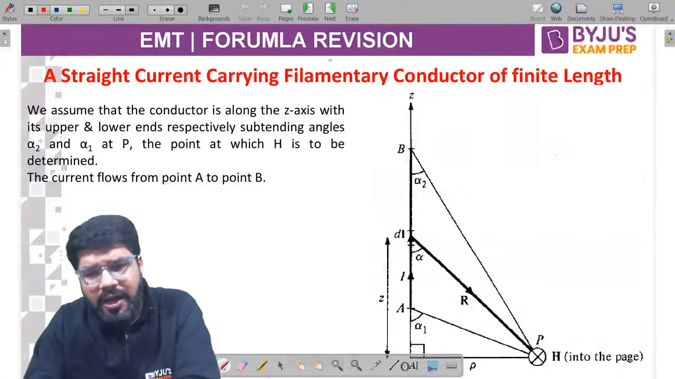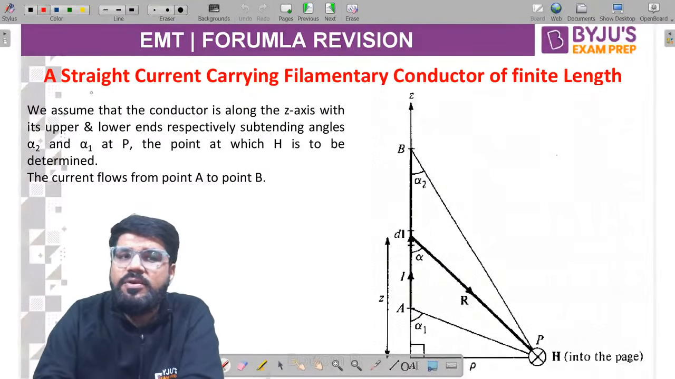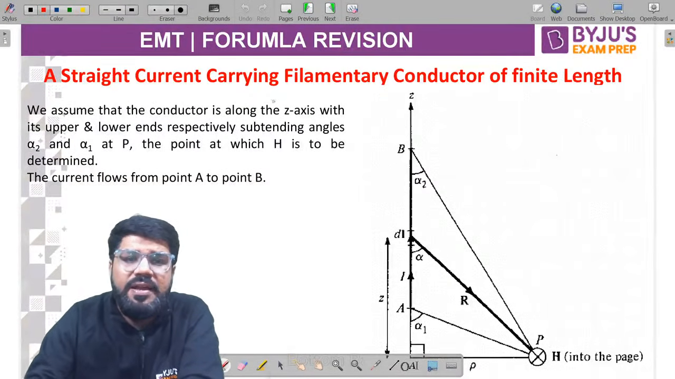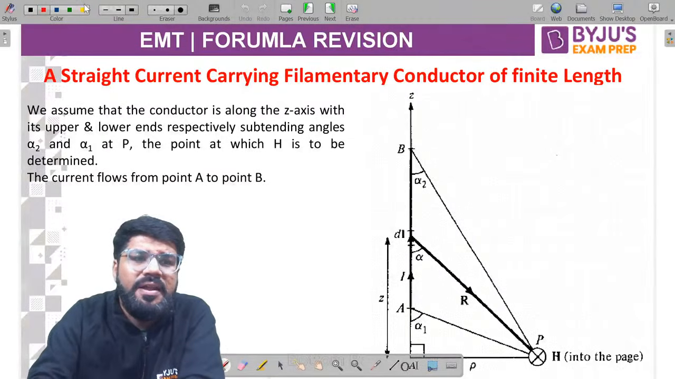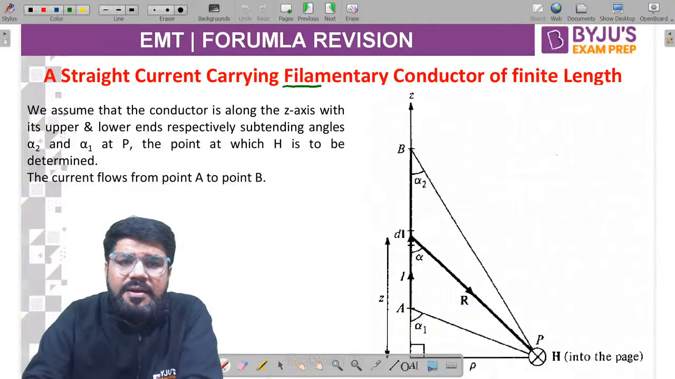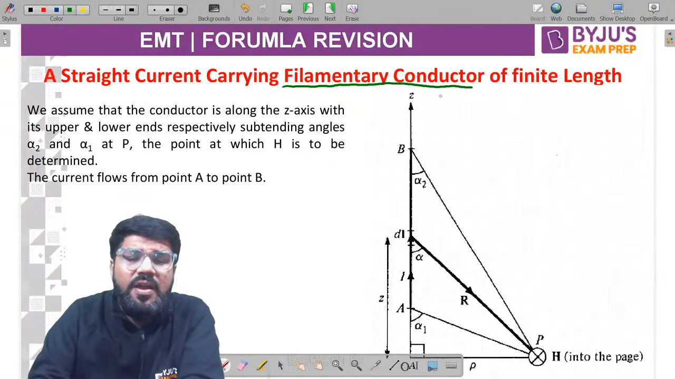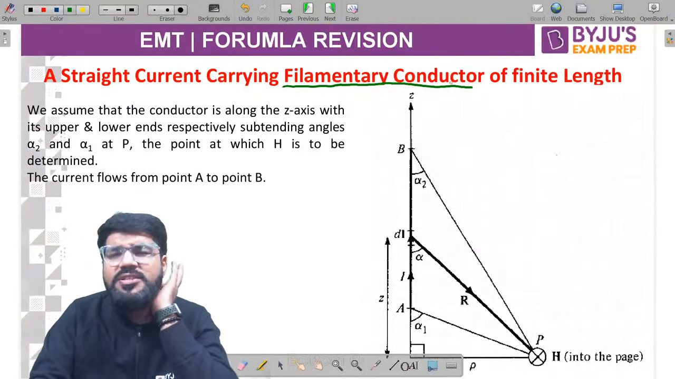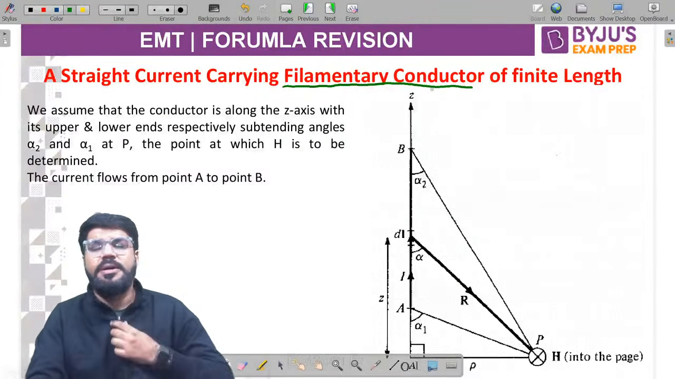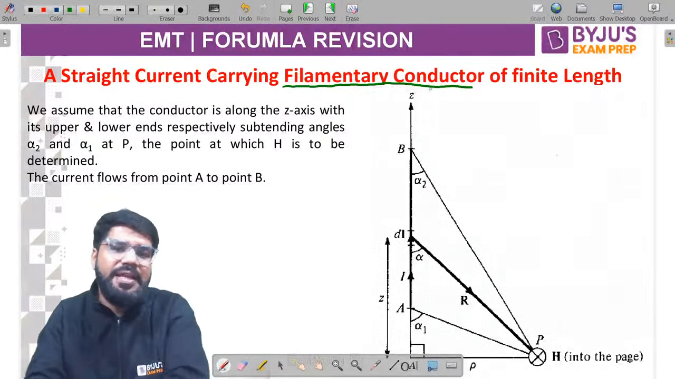Now, after the application of the Biot-Savart law, we calculate the magnetic field due to a straight current carrying filamentary conductor. What is a filamentary conductor? A filamentary conductor is a wire which is very thin, I mean the length of the wire is much greater than the diameter of the wire.